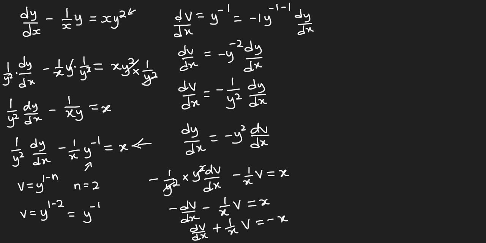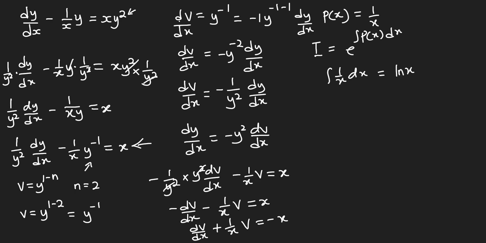So this is a linear differential equation, and we can solve this using the integrating factor method. Let's look at how you are going to solve this. To use the integrating factor method, you're going to get p(x) to be equal to 1/x, and we know that the integrating factor will be e to the power of the integral of p(x) with respect to x. Let's do the integration. We're going to have the integral of 1/x with respect to x, and this will give us ln x. So we're going to have the integrating factor I to be e to the power ln x, and that will give us x.